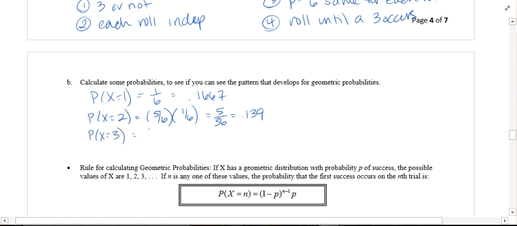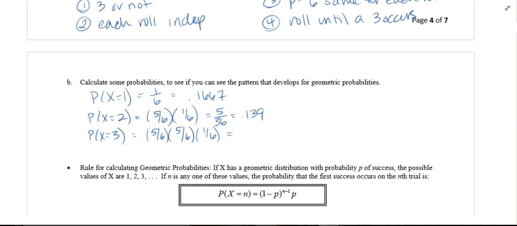If my first success occurs on the third roll, what must have happened? Did I get it the first roll? No. Did I get it the second roll? No. So we've got 5/6, 5/6, and then on the third roll, I do get it. So that probability is 1/6. Okay, so you multiply that out in your calculator. You're going to get 0.116.